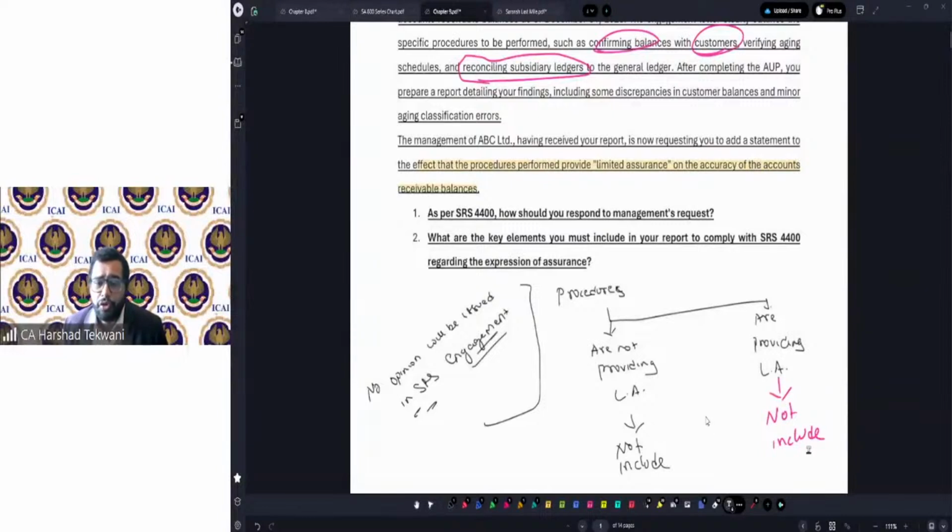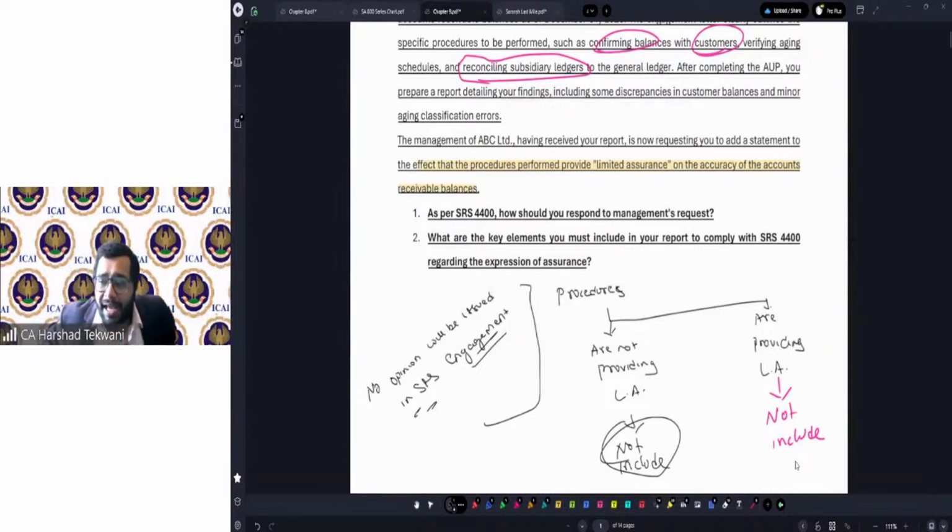I'll tell you. There are two statements which are required. One, a statement that the procedures performed do not constitute an audit. So the first one is, this is not an audit, so no assurance can be given. Similarly, the procedures performed do not constitute either an audit or a review, and as such no assurance is expressed. Okay, so that is the first statement.